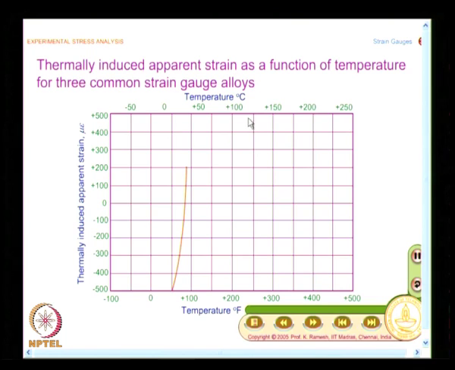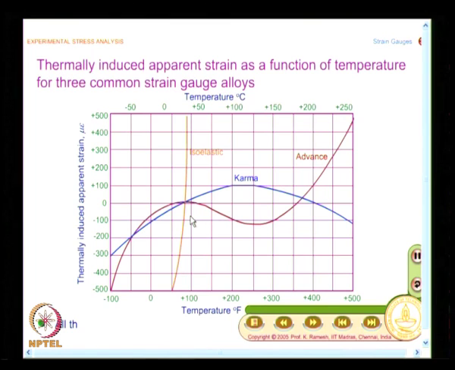And here is the repetition of the graphs, wherein you have in one graph the thermally induced apparent strain for isoelastic alloy, Karma alloy as well as Advance. And your first observation is all these individual graphs are highly nonlinear, and your adjective excellent thermal stability is really a relative terminology. So, for room temperature application Advance is good, for dynamic application isoelastic is selected, for in situ measurements you go for Karma alloy for long periods of time.